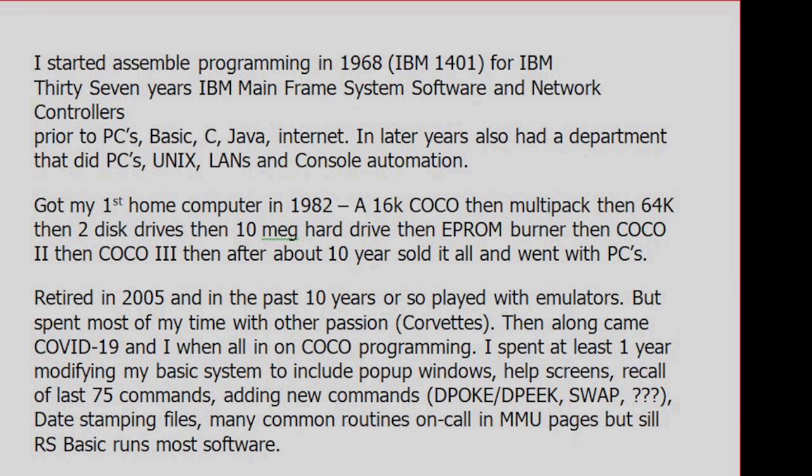Then along came COVID-19. That's when I decided I was really going to get back into COCO assembly language programming and have something to do. And I did. I spent about a year modifying the BASIC system. You can read there, it's got pop-up windows, help screens, recall of the last 75 commands. I added new commands for BASIC programs: double poke, double peek, swap. You can swap two variables, like A$ and B$: you put SWAP A$,B$ and it will swap those two variables for you. Date stamps into the files, and many, many other routines that are out there. We'll get into some of that and talk about some of it later on.